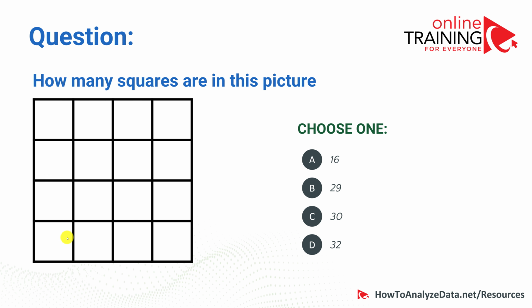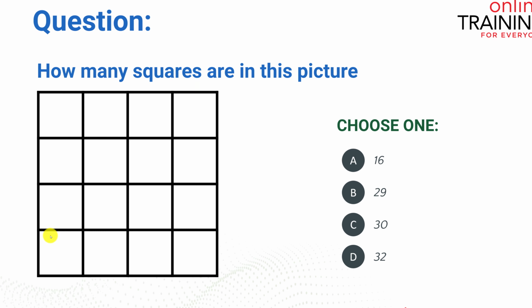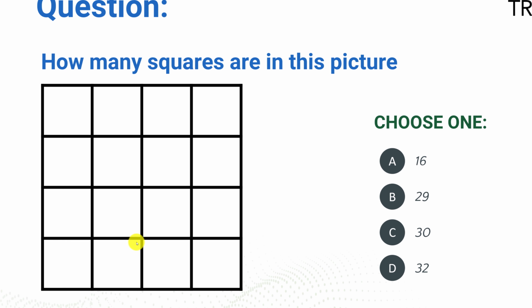The confusing part of this question comes from the fact that squares are not only the small squares that are shown in the picture. So if you count only small squares, the answer would be 16. But you can have this area as a square, you can have this area as a square, and the large area is also a square. So once you calculate all of those, you will get to the correct answer.